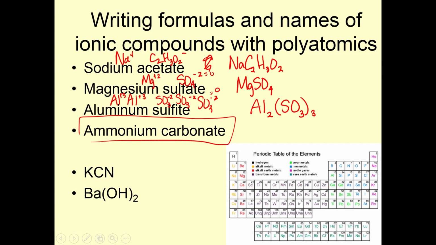Do it. Now, writing the names. This is an ionic compound. We got a metal and a polyatomic ion. So I need to write the name of the metal, potassium.